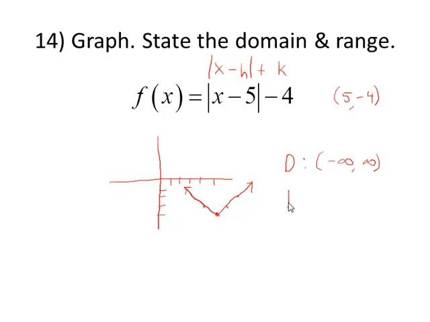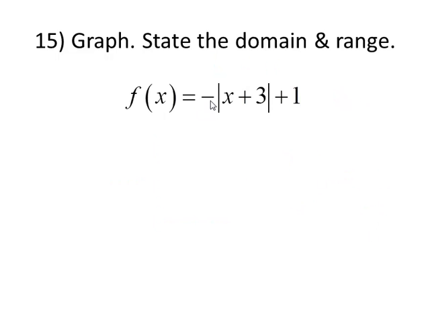Now for the range, we're thinking bottom to top. How low does this graph go? Well, it goes down to a height of -4, so that's where the range begins. How high does it go? Since it has an arrow pointing upward, we know it goes to infinity, and we put a bracket with the -4 because it is included in the range.